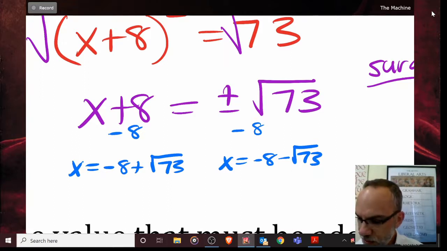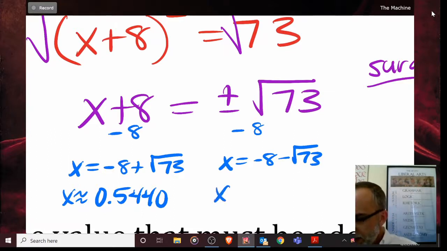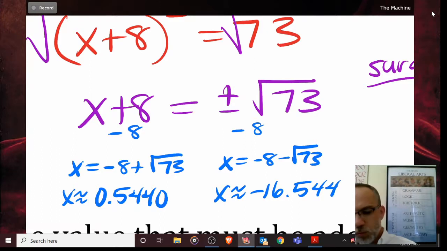So just for giggles, let me do x as approximately negative 8 plus the square root of 73. What is that as a decimal approximation? I'm getting 0.5440. I go 4 decimal places. What about this one, negative 8 minus square root 73? I'm getting x is approximately negative 16.5440. Interesting, their decimal places are the same there.